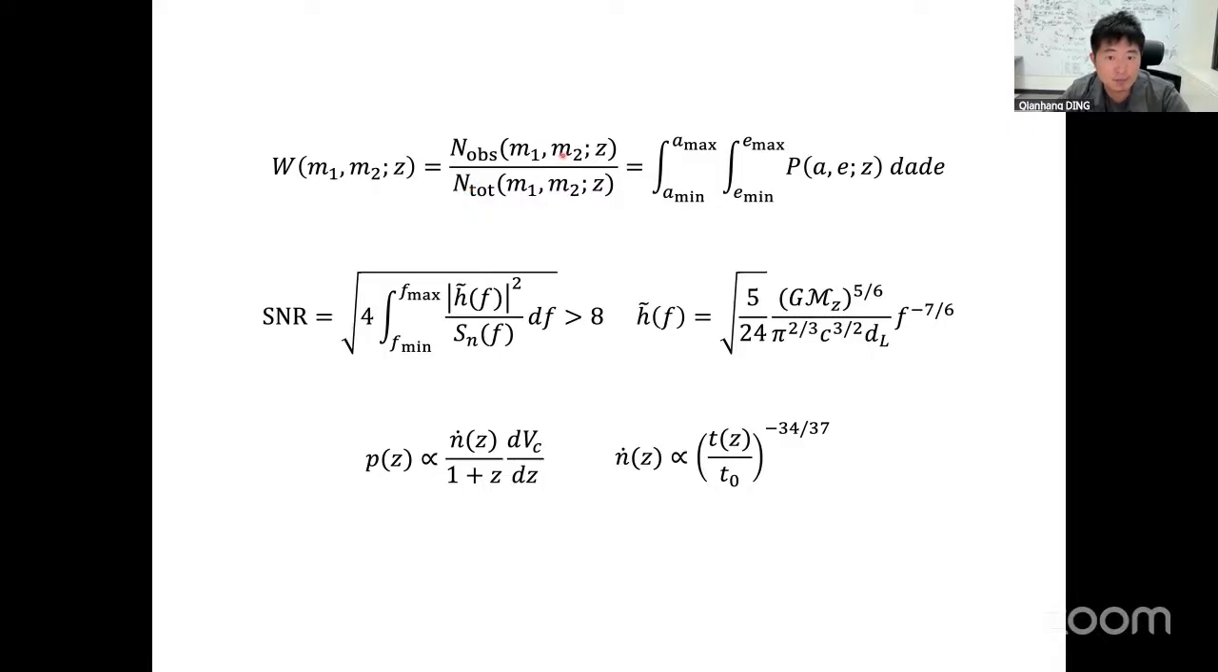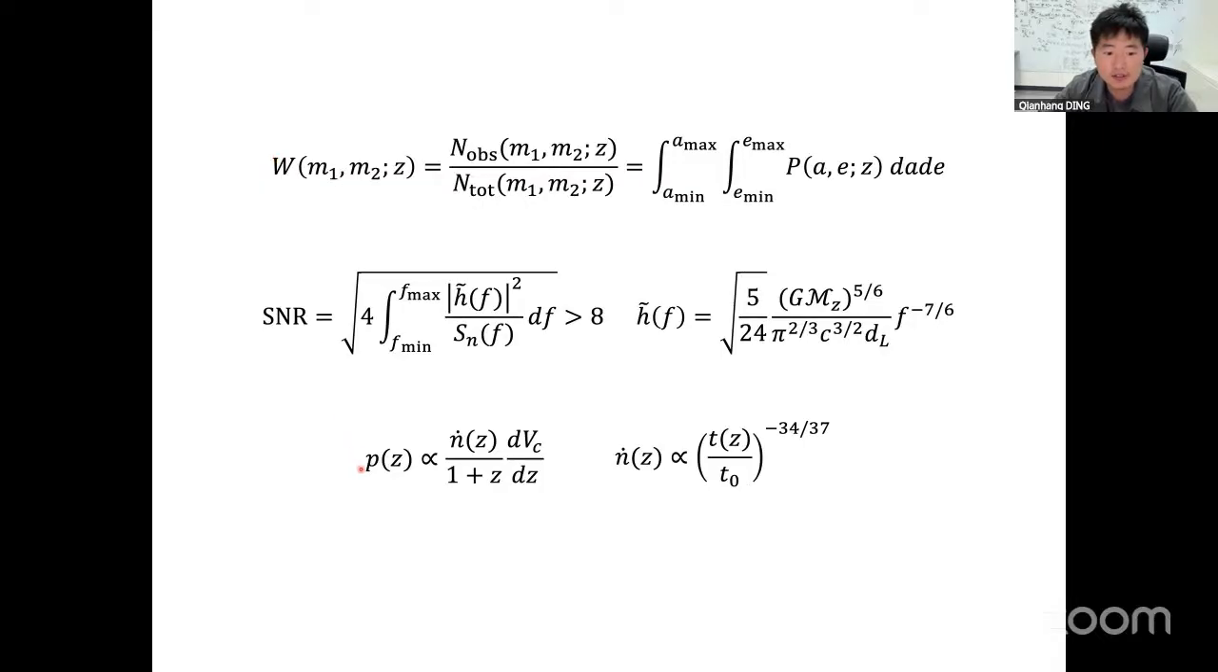The window function is defined as the observed PBH binaries over the total PBH binaries for a given PBH binary intrinsic mass at a redshift. In order to calculate it, we need to calculate the orbital parameter distribution over the semi-major axis and eccentricity at the redshift z, and integrate it over the detectable semi-major axis and eccentricity. And how do we know this detectable semi-major axis and eccentricity? We need to calculate the gravitational wave signal-to-noise ratio, which must be larger than a threshold value. For example, for LIGO, we always choose 8 as a threshold value to say this binary can be detected, and we apply it in this integration. Then it gives us this window function.